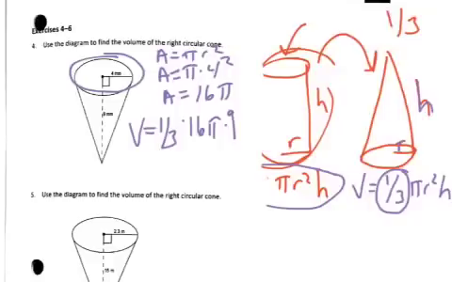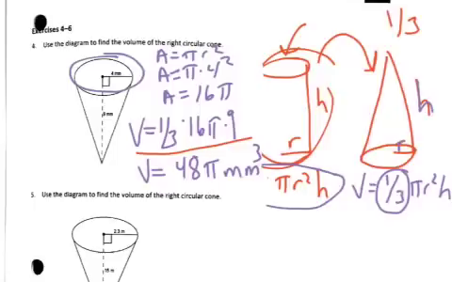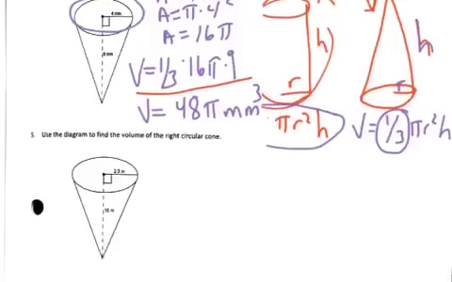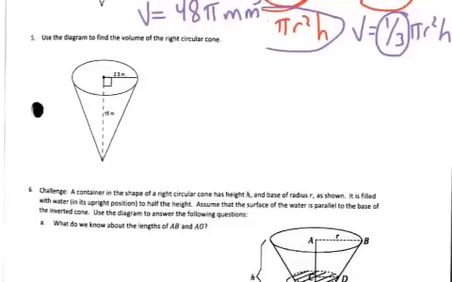Okay, so you could take a calculator and multiply all of this out. 1/3 times 9 times 16, when you enter that all into the calculator, you get 48 pi millimeters cubed. Okay, 1/3 of 9 is 3. 3 times 16 is 48, or again, if you enter all that into the calculator, 1/3 times 16 times 9 does in fact equal 48. All right, take a look at number 5.